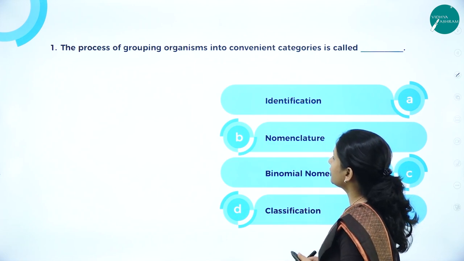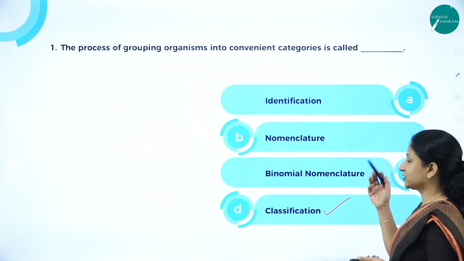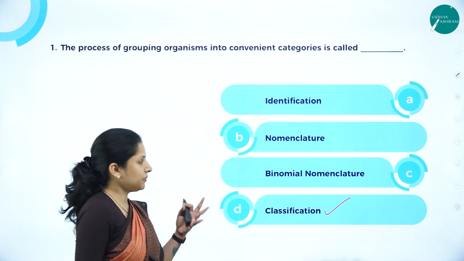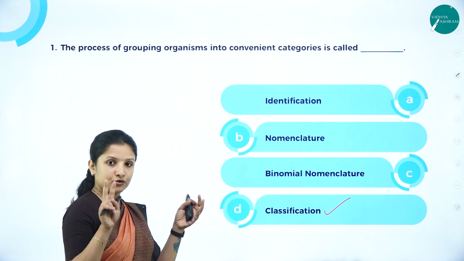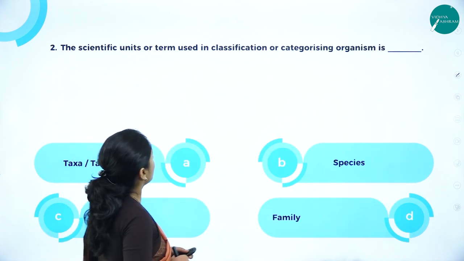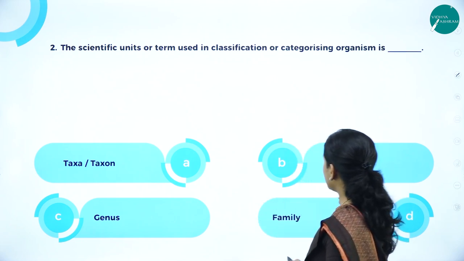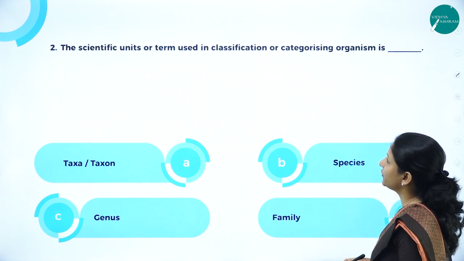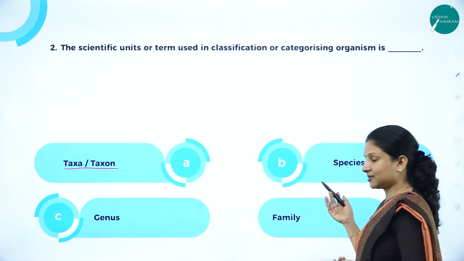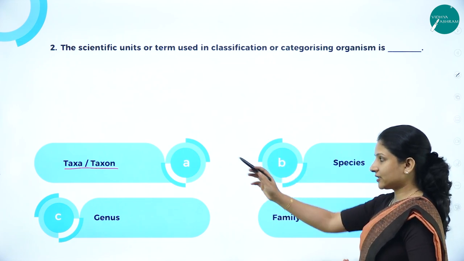The first question: the process of grouping organisms into convenient categories is called classification, because it's not identification. Identification means you identify an organism by looking at it. Nomenclature means naming. Binomial nomenclature means naming an organism using two names. Classification is the right answer. Next, the scientific unit or term used in classification or categorizing organisms is taxa or taxon. Species is a taxon, genus is a taxon, family is a taxon, so you can't write these answers. All these are taxa only. So taxa is the answer.